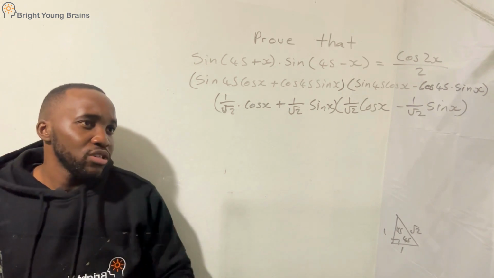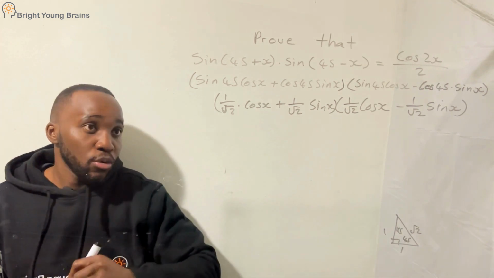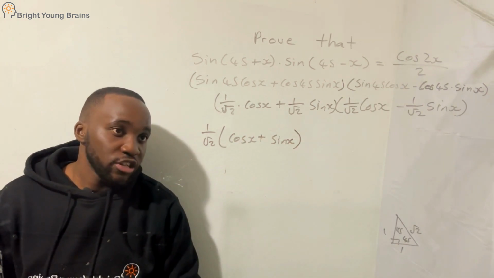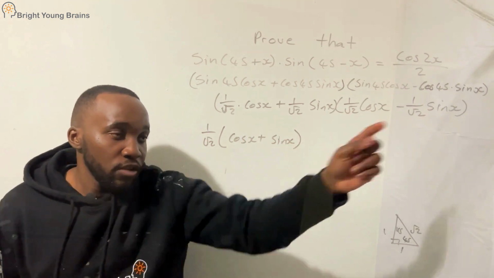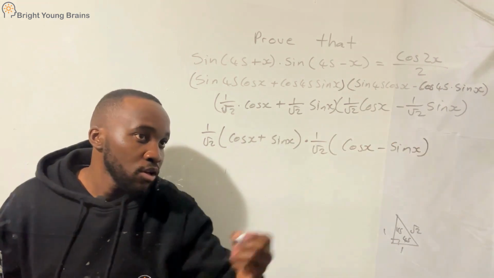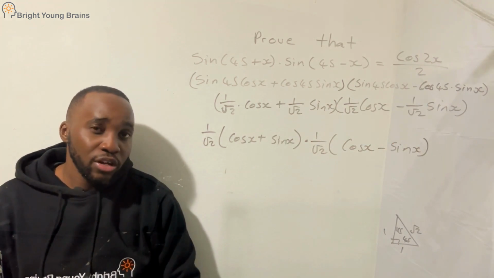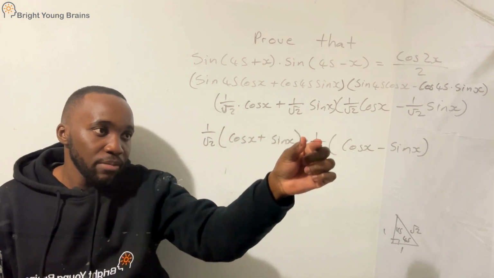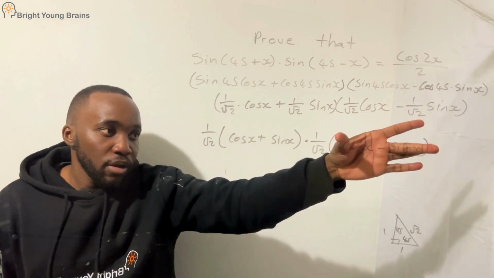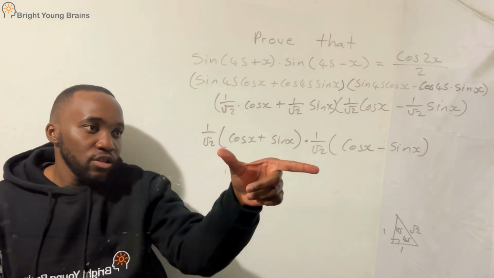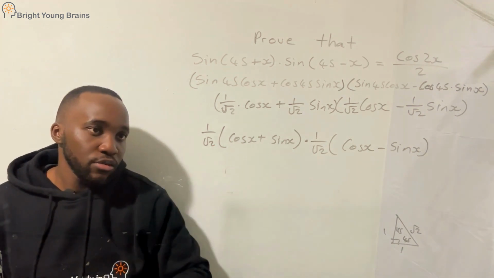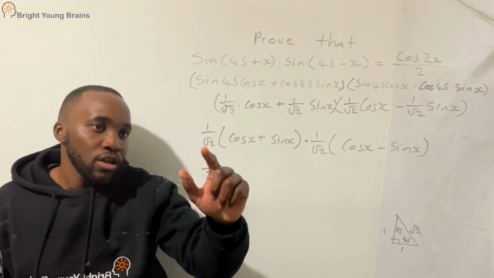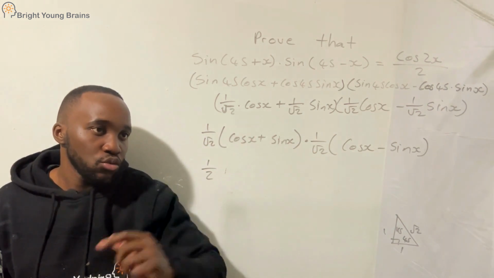So what you can actually do is here, take out 1 over square root of 2 as a common factor first, and then what you can actually do is take it out over there as well. So what you have done for yourself is you can now clearly see that this is just being multiplied by that, which is just being multiplied by that, which is just being multiplied by that. Now remember, these two, if you multiply them together, you're just going to end up with a half, because 1 times 1 is 1, square root of 2 times square root of 2 is a 2.